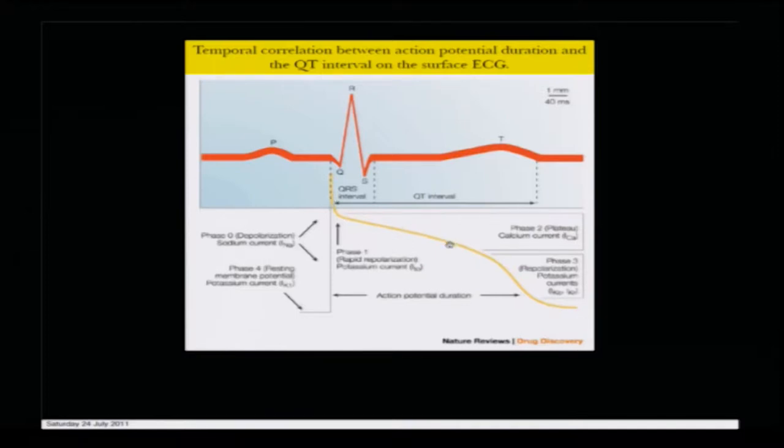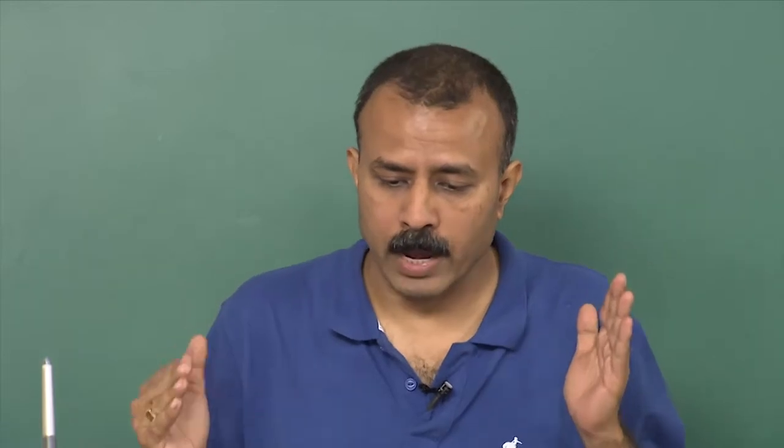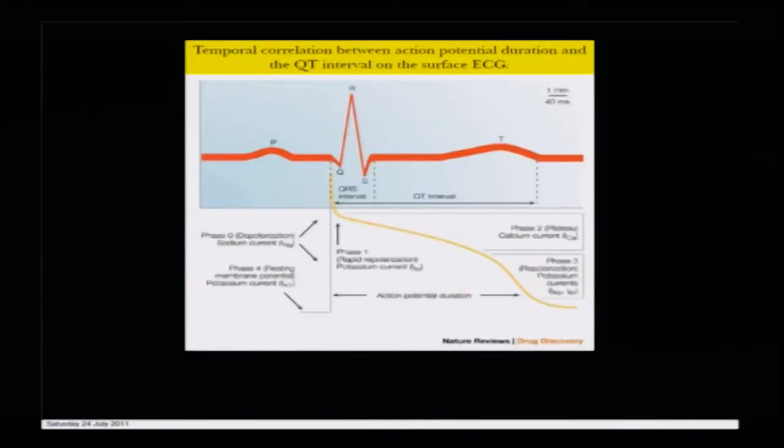But mind it, there is no functional correlation as such; you cannot really see this and make any prediction about it. This is just to give you a temporal correlation, the time window of an action potential and an ECG trace, how close or how far away they are from each other in terms of time. That is it. This has nothing to do with functionality, because this action potential is purely a cellular phenomenon, and this is a holistic phenomenon of the whole heart.